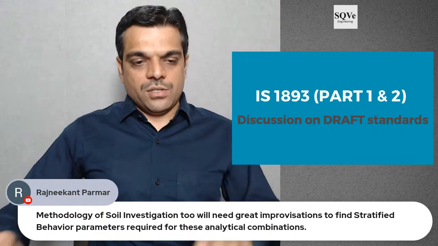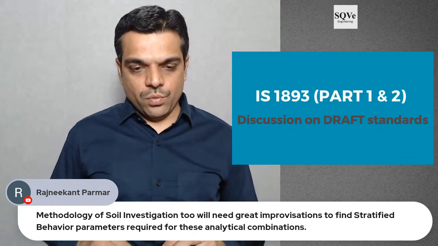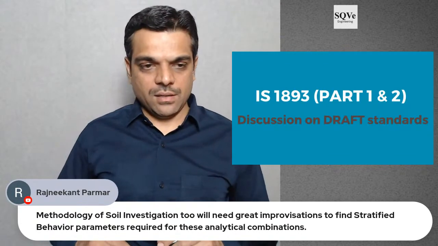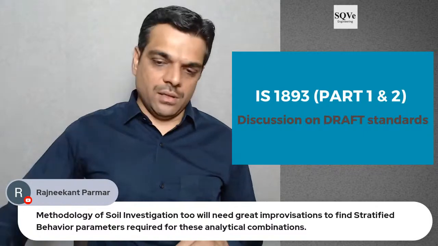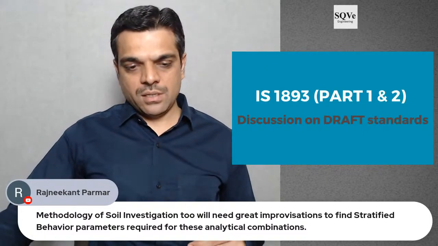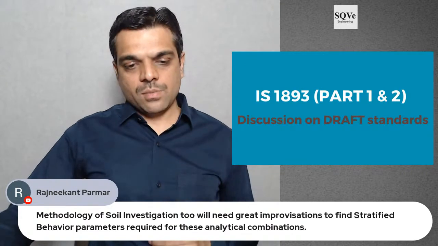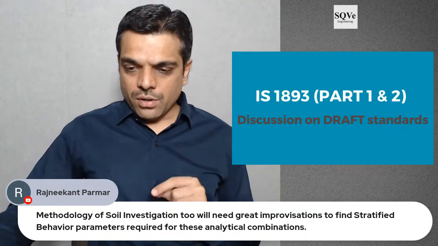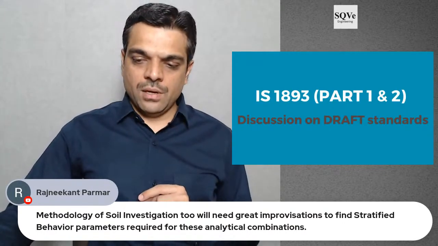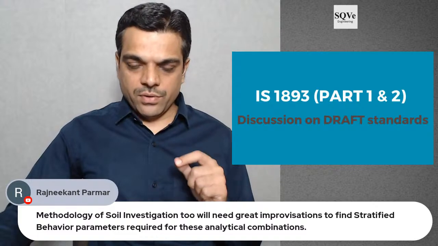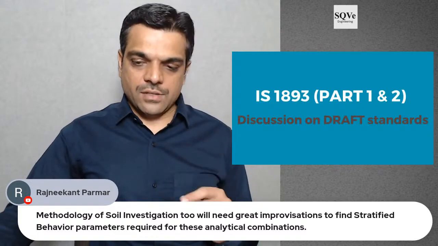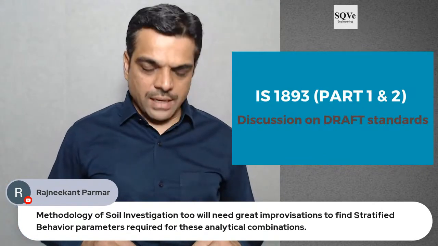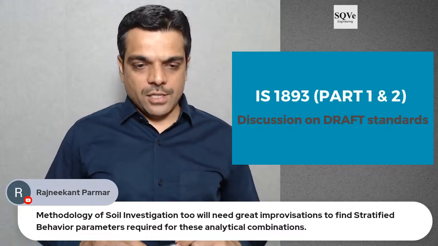Okay, and Rajnikant Pramar is telling methodology of soil investigation will need great improvements to find stratified behavior parameters required for these analytical combinations. That's absolutely right. The soil investigation also needs to be updated, and along with these parameters, they also need to find out shear wave velocity for a majority of these structures, and only based on that we can refer to the soil classification. And one more point, that minimum depth of soil exploration shall be 30 meter as per this standard.